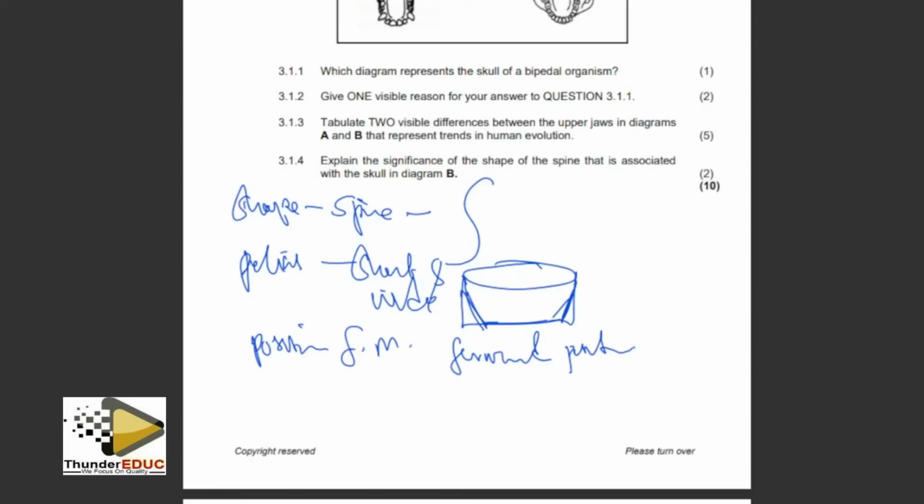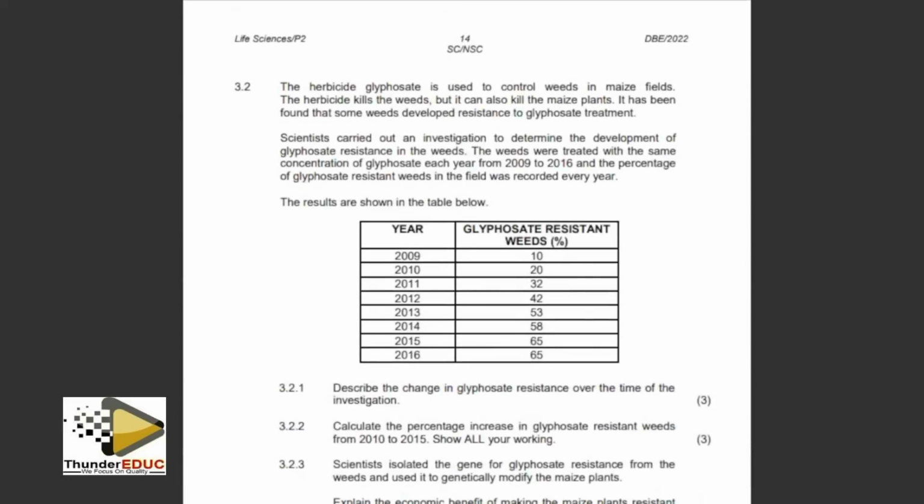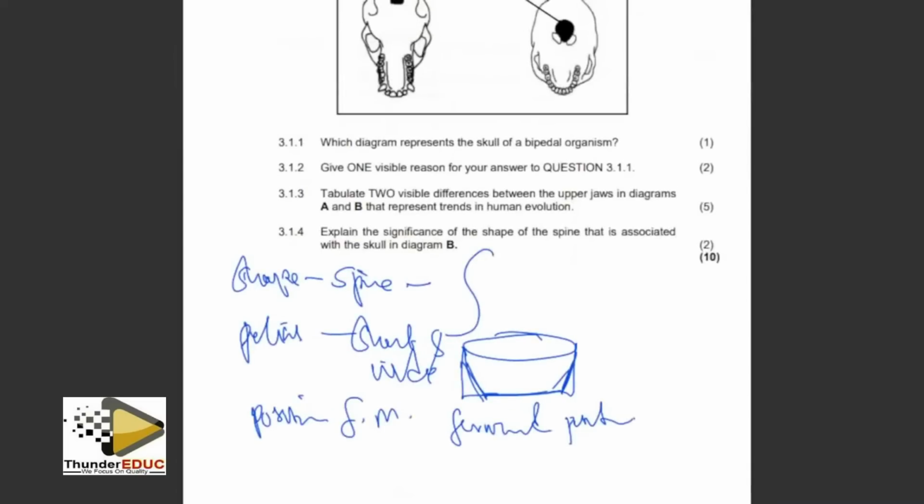So how is the shape of the spine able to help bipedalism? Shape here is S shape to allow flexibility. That's number one. And then pelvic girdle is short and wider to support the upper weight. Position of foramen magnum is in forward position to allow the spine to connect vertically. So basically, that's what you are supposed to tell us.